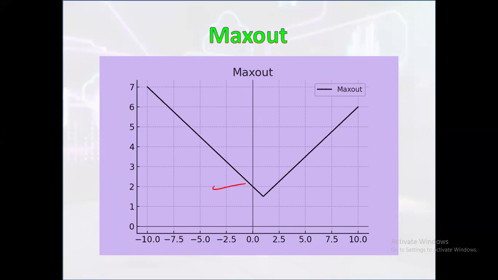The trade-off is computational cost. Each neuron requires multiple weight vectors, which increases memory usage and training time. Maxout is powerful, but typically reserved for tasks where model performance justifies the extra complexity.